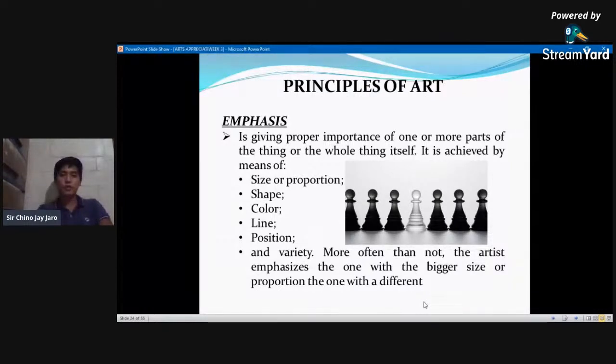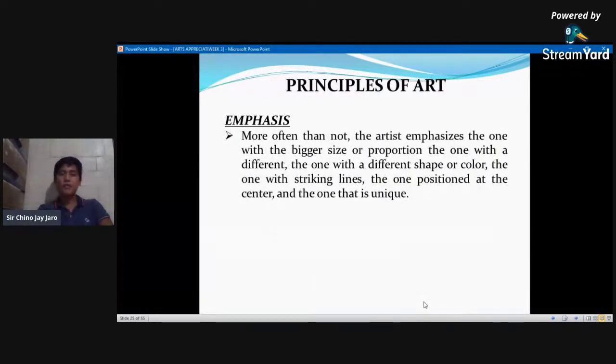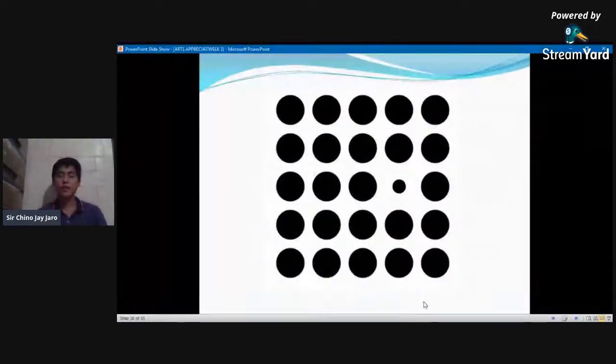Emphasis. So, more often than not, the artist emphasizes the one with the bigger size or proportion, the one with the different shape or color, the one with the striking lines, the one positioned at the center, and the one that is unique. So, titingnan natin, no? In size, no? Mas nakikita natin yung pagkakaiba. Mas na-emphasize natin siya na, ay, ibang-iba. Parang may mali sa tingin mo. Or parang, bakit siya maliit? So, ibang-iba talaga siya, no? Okay? So, pero without that point na maliit, hindi siya magiging kumpleto.